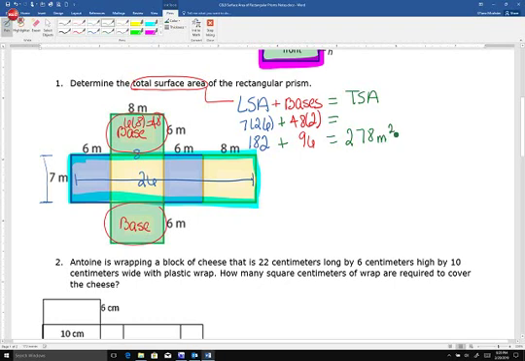278 meters squared. Now, we are talking about area, and area is two-dimensional. So you will have the exponent of 2 to represent that it is a two-dimensional shape. Do we have any questions about finding the total surface area of this rectangular prism?